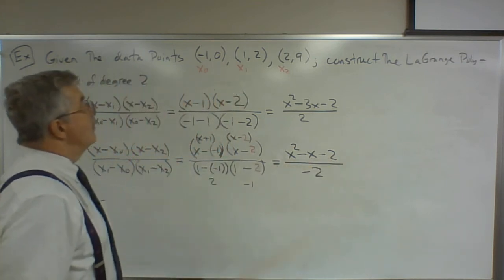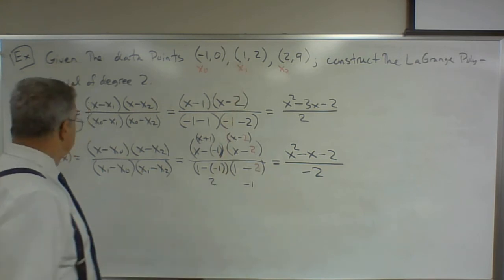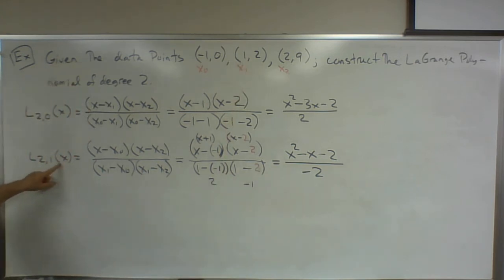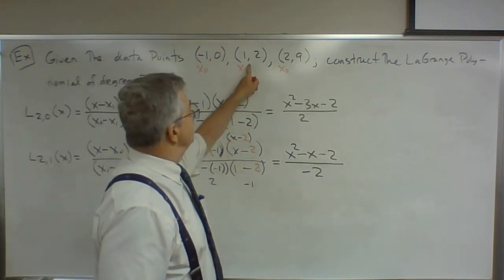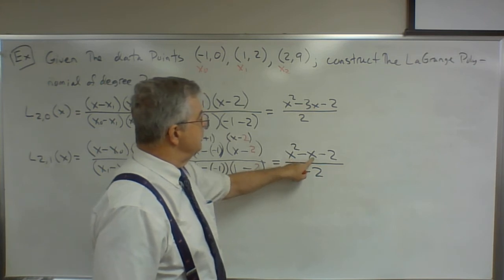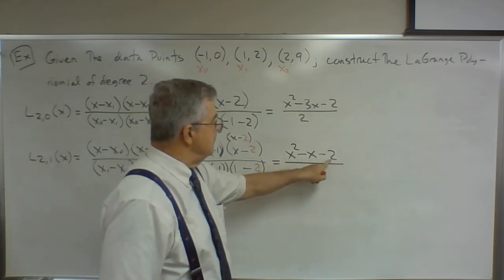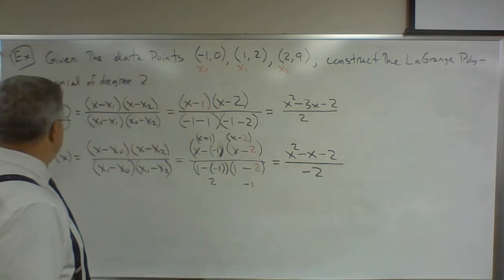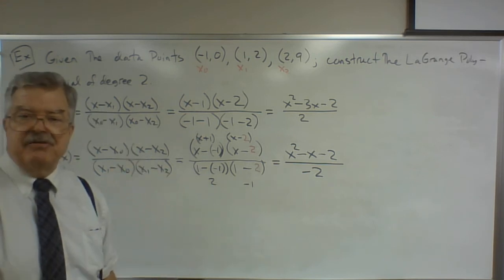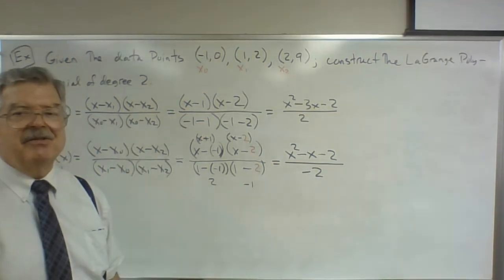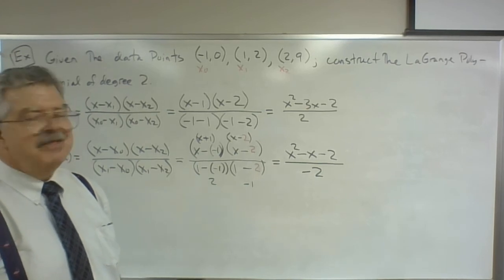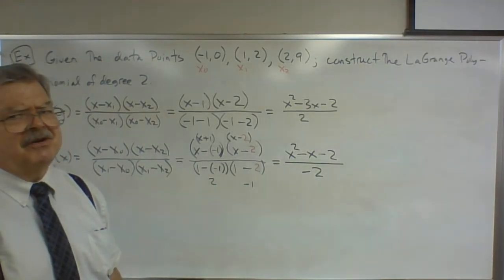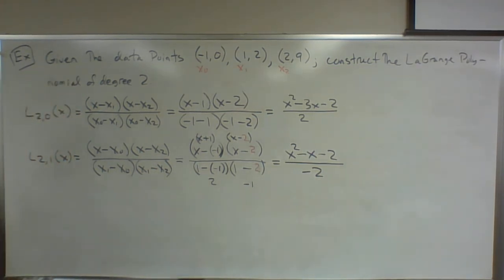Beautiful. What happens if I plug in x1? If I plug in x1, the subscripts match. I should get 1. So I plug in 1 and I get 1. Minus 1 is 0. That leaves me with minus 2 over minus 2, which is 1. Perfect. Okay. I apologize for the mistakes, but I'd rather catch them here than wait till I get to the end of the exercise and discover something's not right. Now we have one more Lagrange coefficient to do.